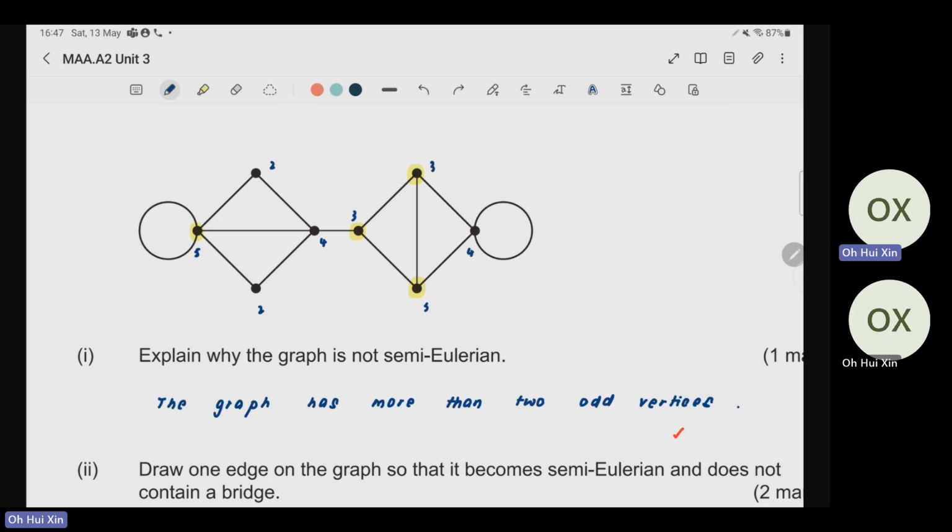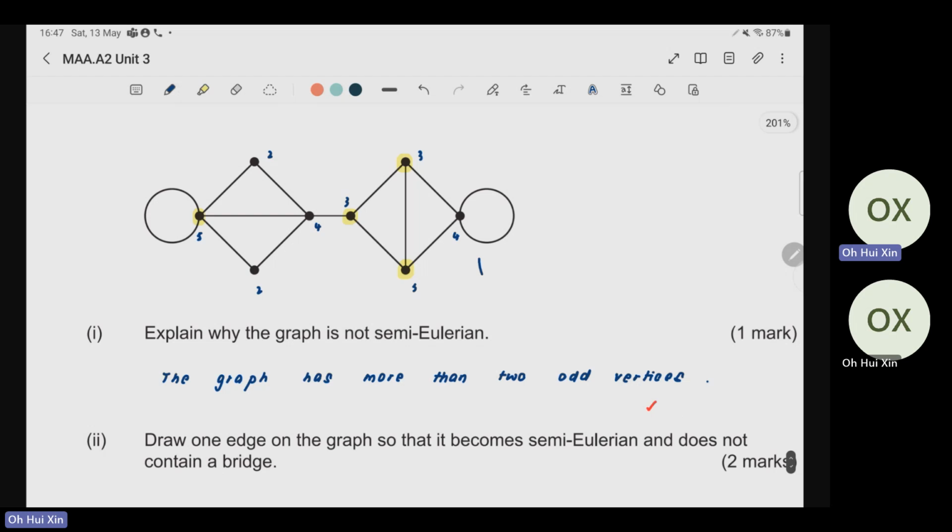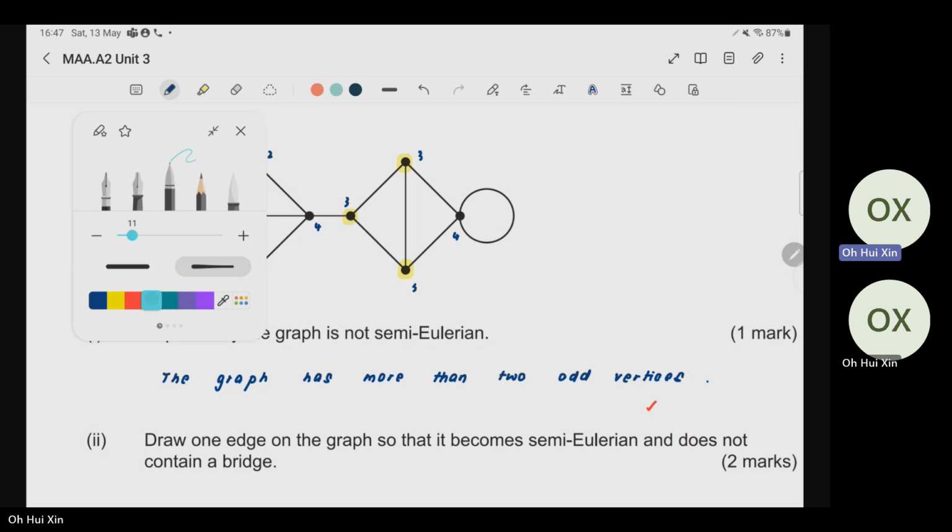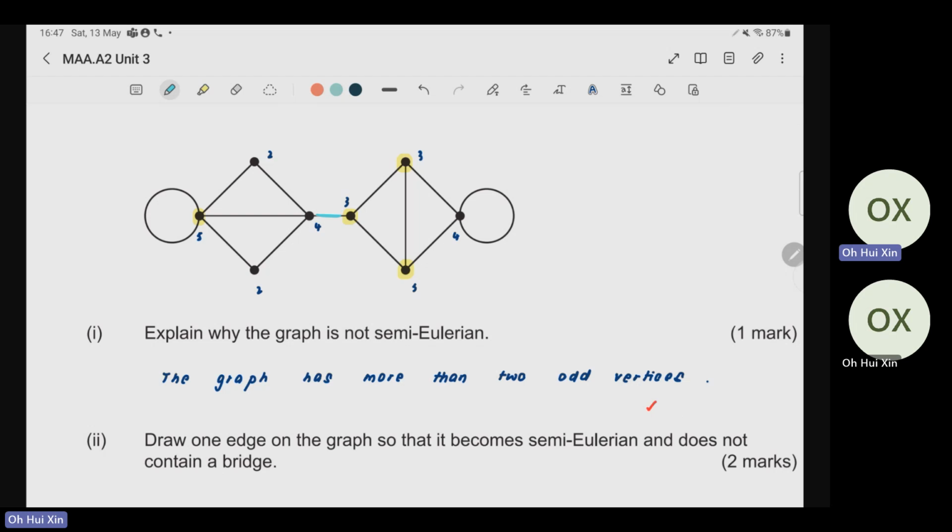But there is an extra condition given in this question: it becomes semi-Eulerian and does not contain a bridge. So we need to look at where our bridge is first. If you look at this picture, the edge that, once you remove it, makes the graph disconnected is here. This is where your bridge is, because once this edge is removed, the graph is split into 2 separate regions. Wherever you start, you cannot go to the other side. That's why this is your bridge.